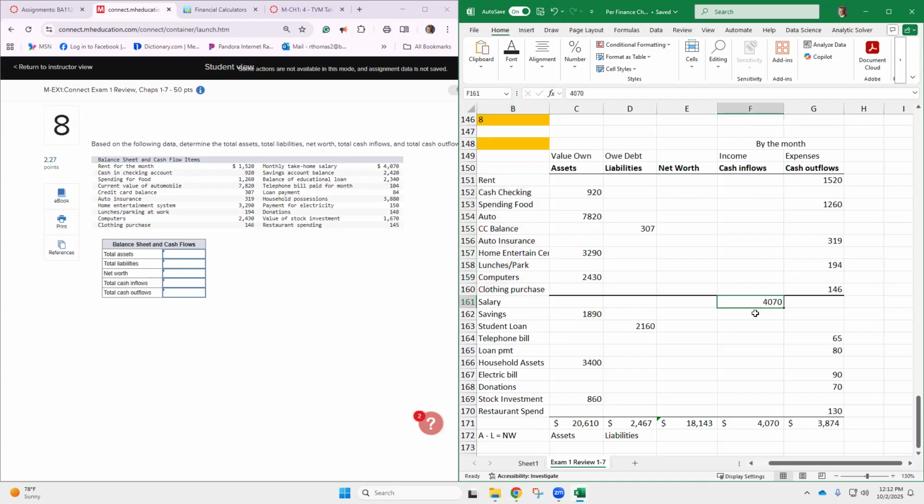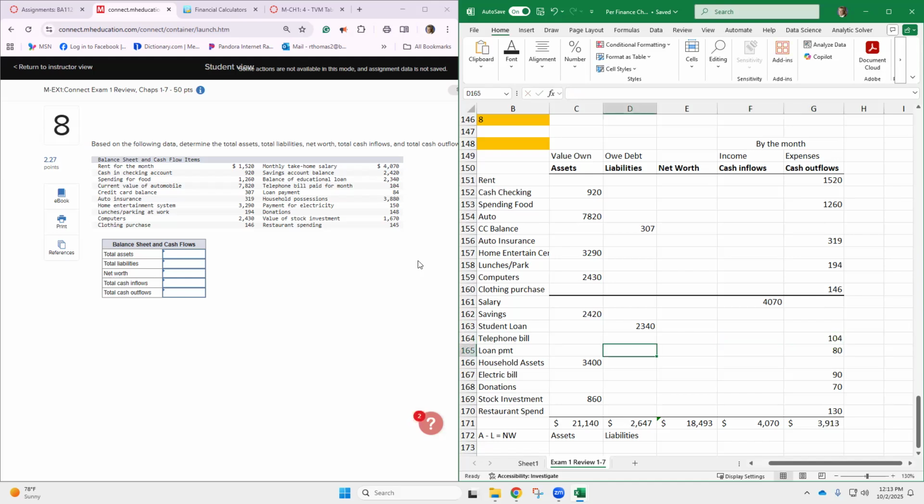All right, salary. I've already put that in. My savings, 2420. Now, here's the balance on my education loan, 2340. That's a liability. The telephone bill, that's for the month. That's the only one they did a good job describing. Rent for the month is good. You should always put down how often you pay something for the month. Otherwise, people don't know. Okay, $104.